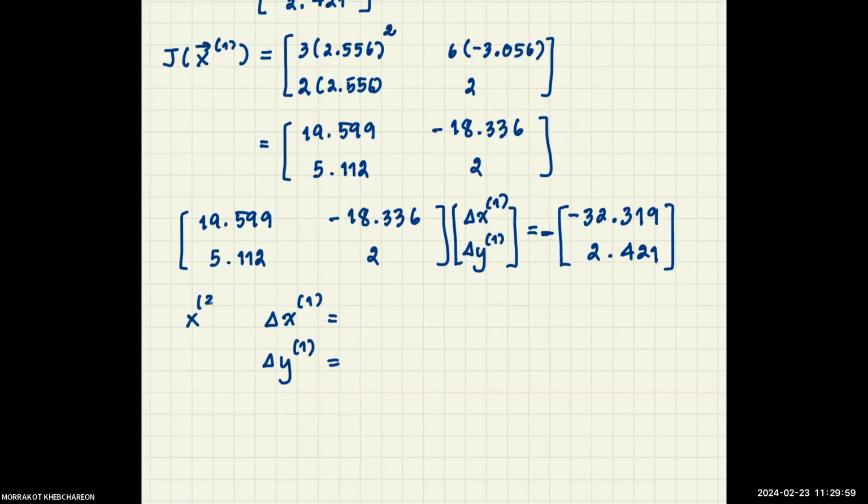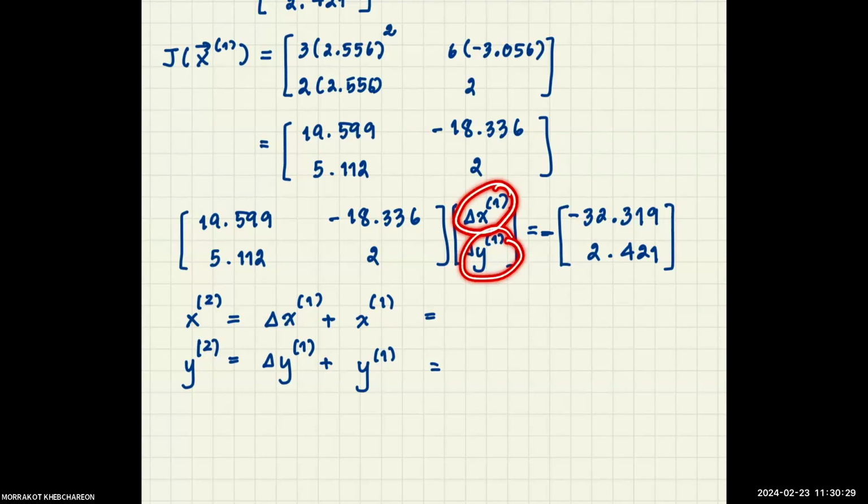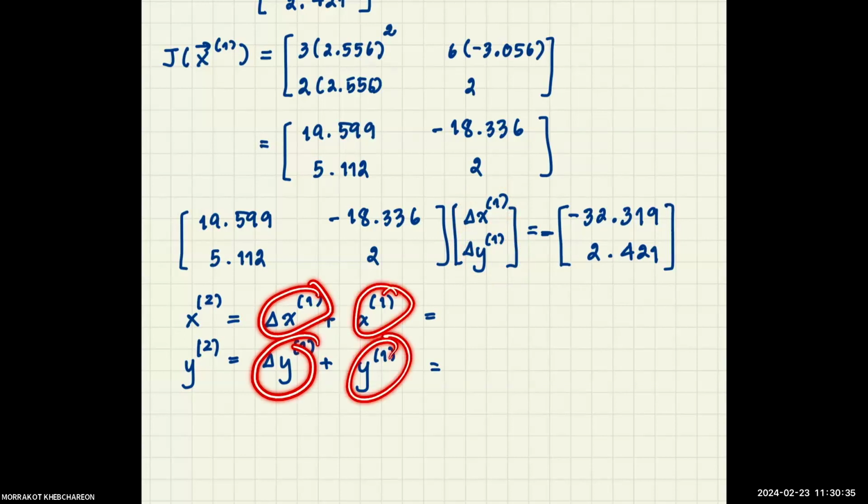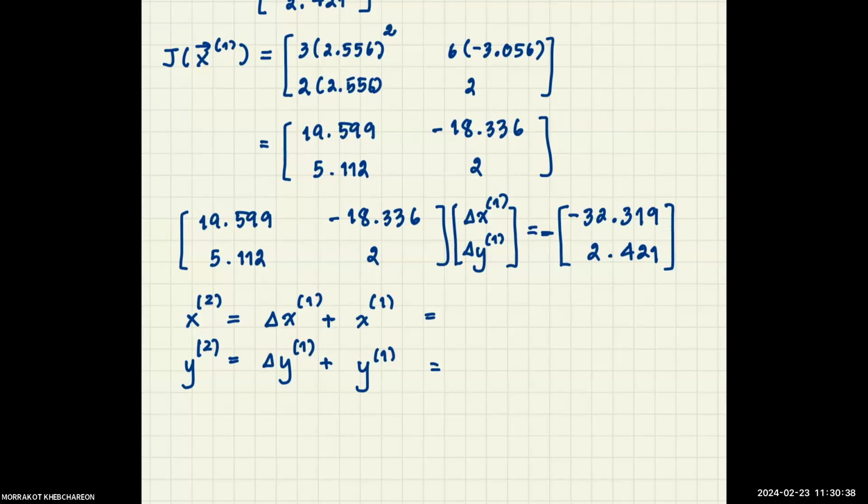Delta x2 is delta x1 plus x1, okay? Y2 is delta y1 plus y1. So whatever you solve for delta x1, delta y1, you add delta x1 and delta y1 to x1 and y1. You will get x2 and y2. And you keep doing this, okay?